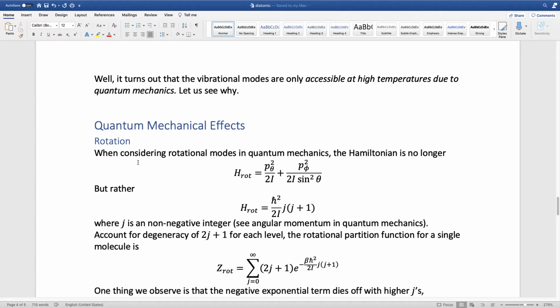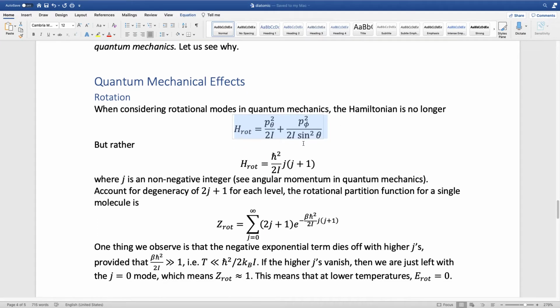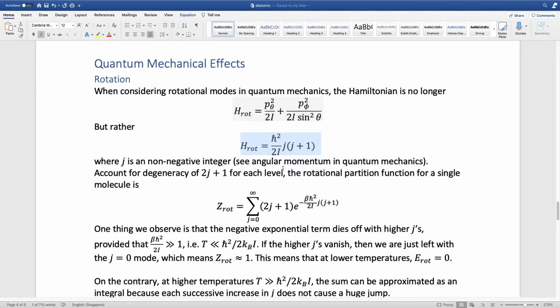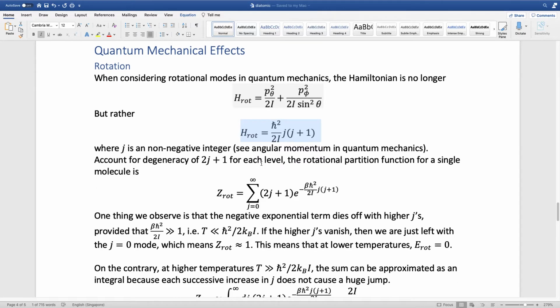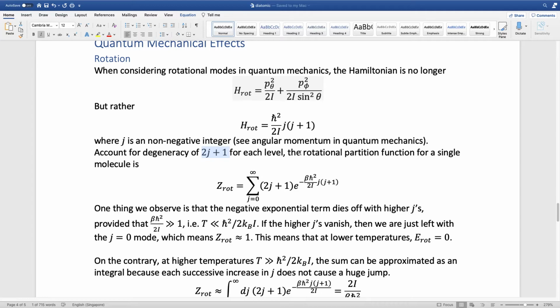So when considering rotational modes in quantum mechanics, this is no longer the Hamiltonian. This is the Hamiltonian in classical mechanics. However, in quantum mechanics, the Hamiltonian for rotation is this. Rather, these are the possible energy eigenvalues. And there is also a degeneracy of 2j+1 for each j. So the rotational partition function becomes this.